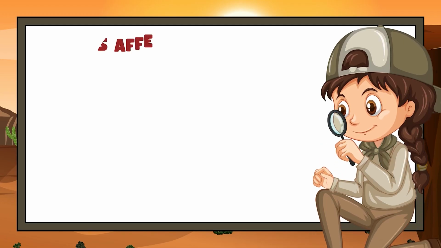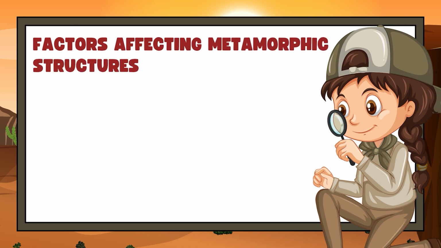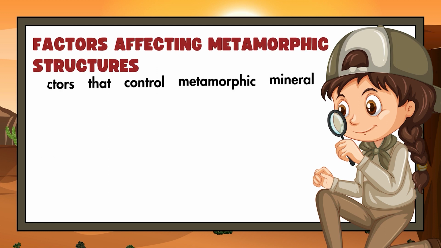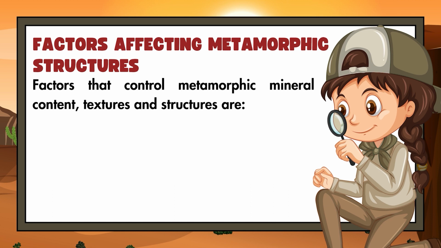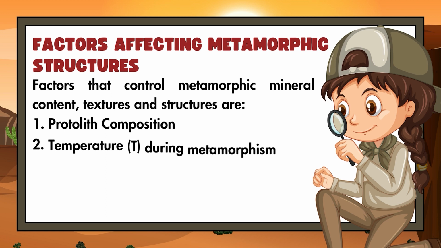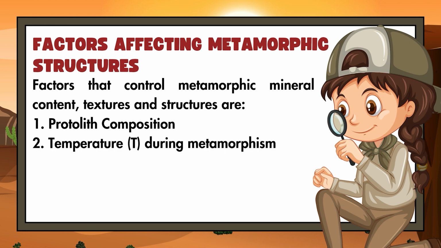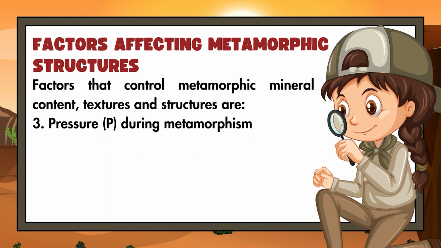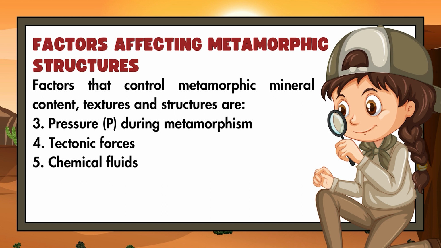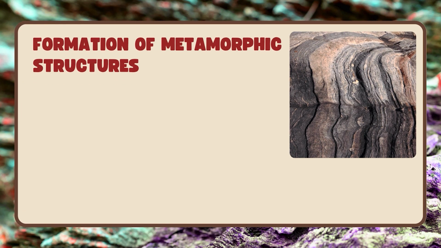What are the factors affecting metamorphic structures? They are as follows. Factors that control metamorphic mineral content, textures and structures are: number 1, protolith composition; number 2, temperature during metamorphism; number 3, pressure during metamorphism; number 4, tectonic forces; number 5, chemical fluids; number 6, time.